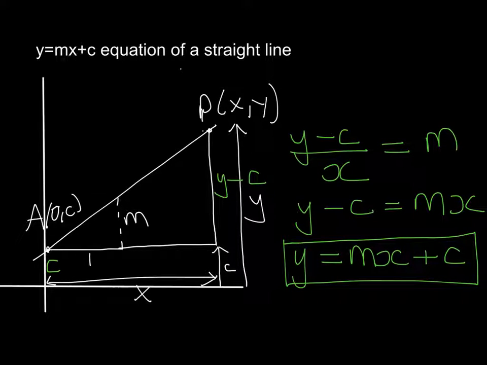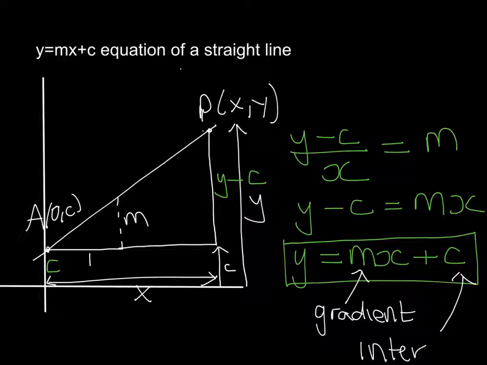You notice it's a relationship between y and x. It has two constants in the equation. The first one, m, which is the gradient, and the second one, c, which is the intercept with the y-axis. It's only those two numbers which change the form of the straight line. More steep, less steep, change of gradient, and moving the line up and down, changing the value of the intercept.